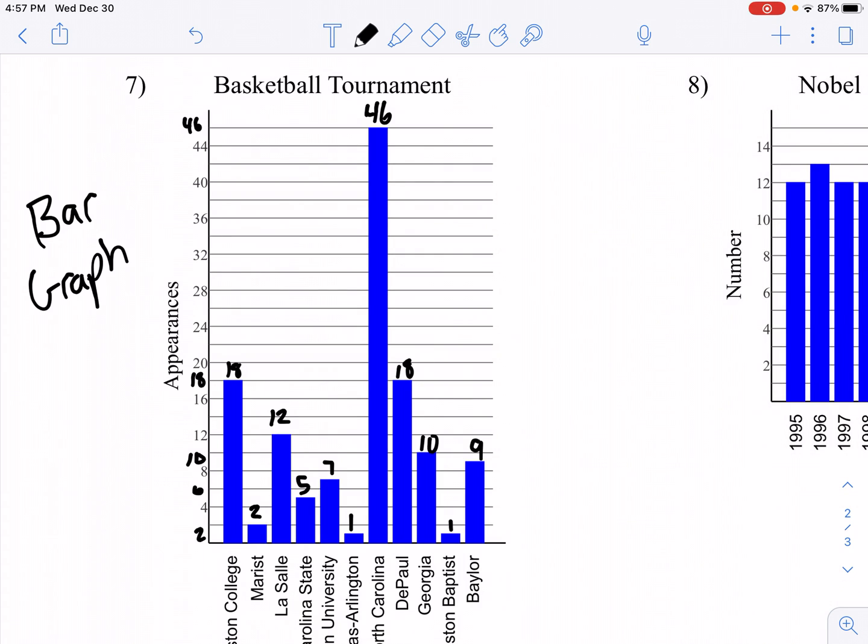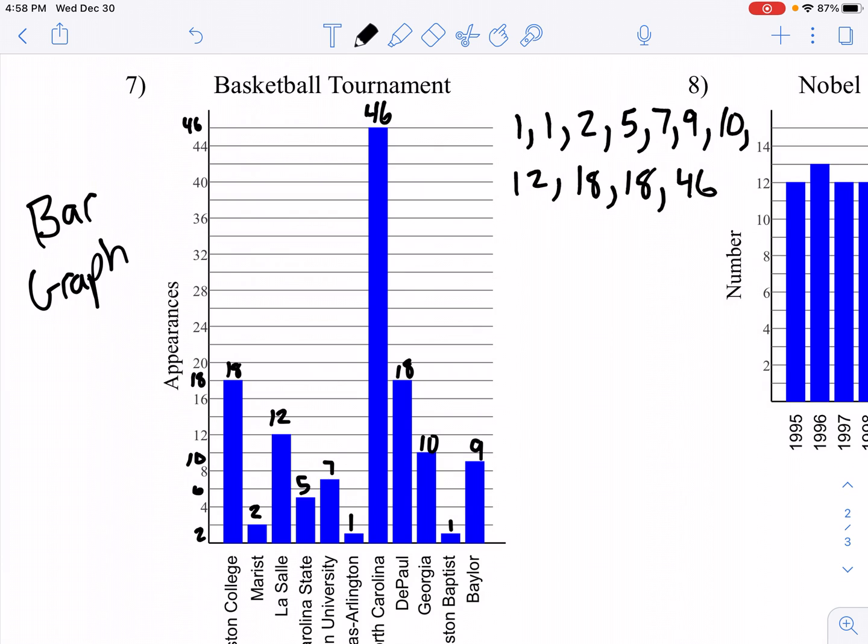So then making this list here, our smallest value that I can see is a 1, but we have 2 of those, okay? Then the next value I see is a 2. The next value I see is a 5, 7, so 1, 1, 2, 5, 7, 9, 10, 12, 18, 18, and 46. I think I got it all. 1, 1, 2, 5, 7, 9, 10, 12, 18, 18, 46.